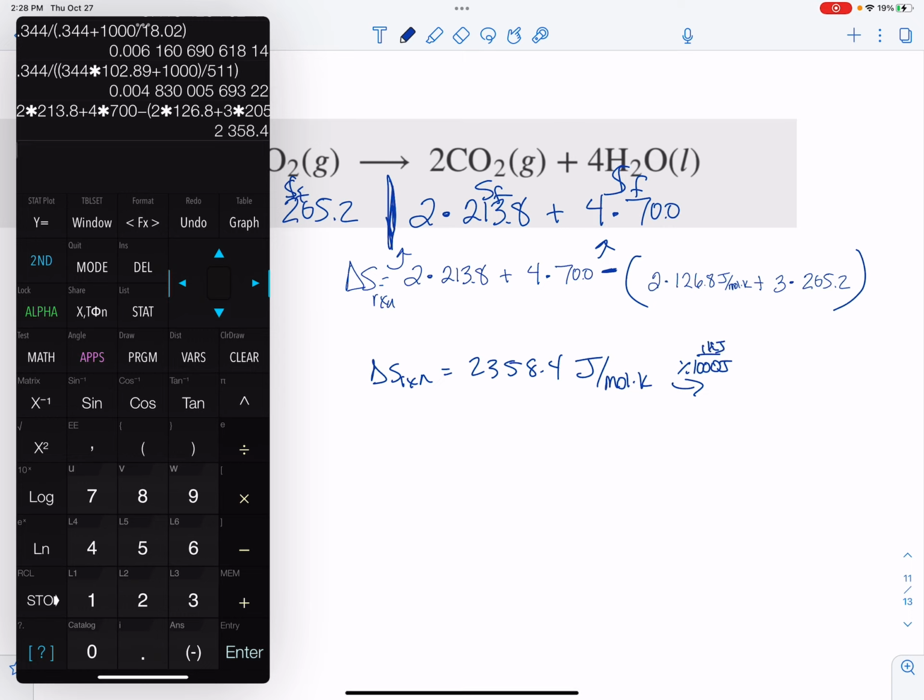And that would have gotten me, if I had needed it that way, to 2.3584 kilojoules per mole Kelvin, if that had been needed. I'm just pointing it out because in the future it will be needed.